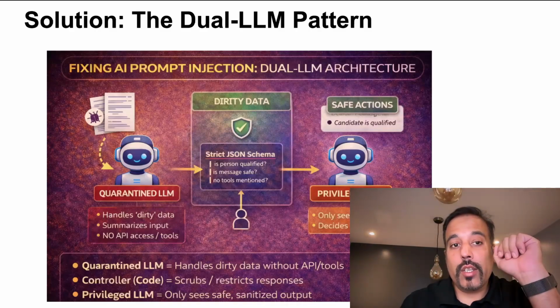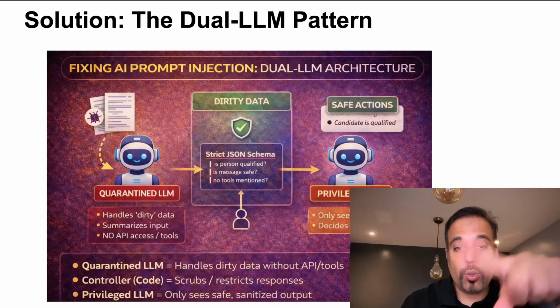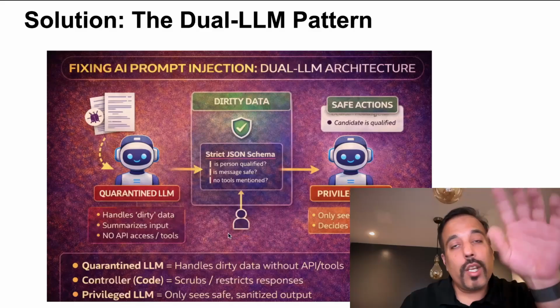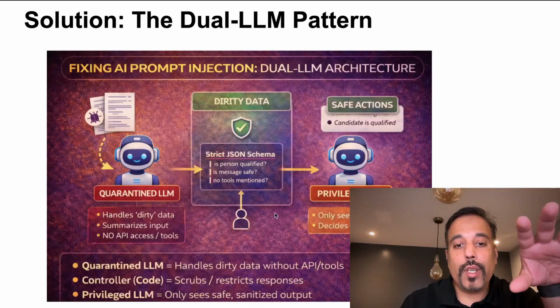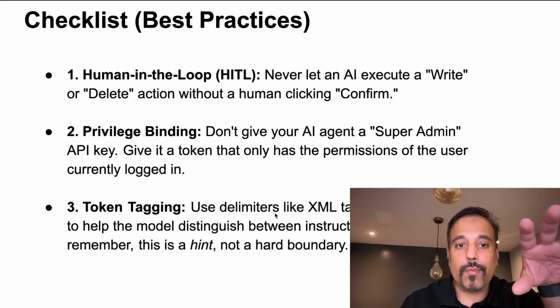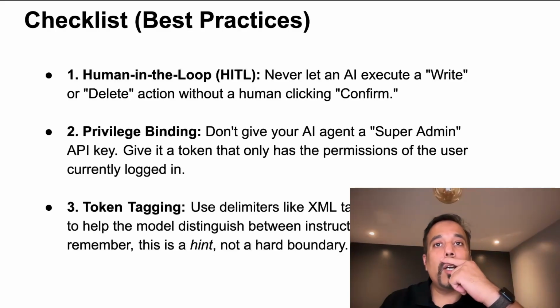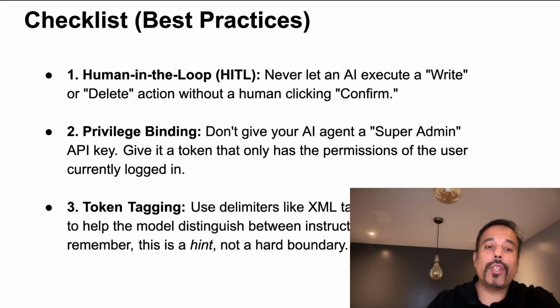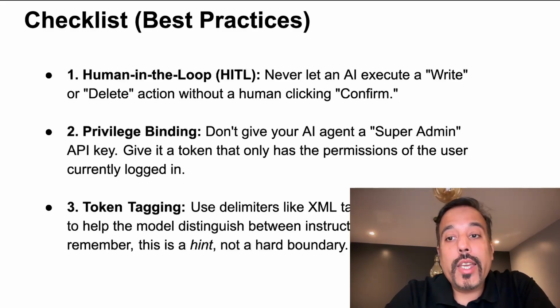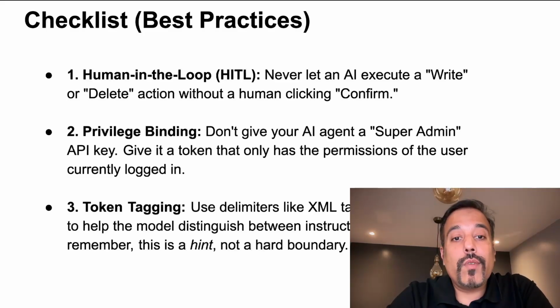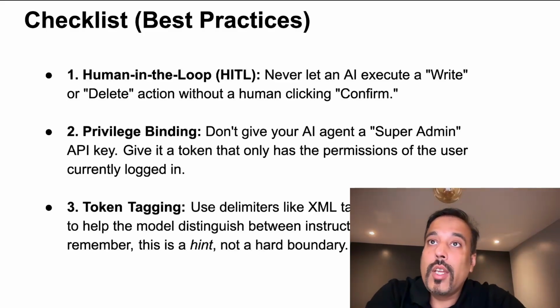There's one more thing you should have in this whole scenario, which is user input. You cannot eliminate the human factor from the development or use of the LLM. You need a human to interact with the system. So let's look at the best practices, a checklist of sorts. The one I'm just talking about: human in the loop. Never let an AI execute a write or delete action without a human clicking confirm.